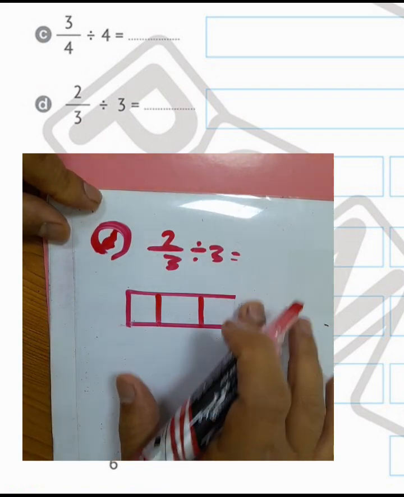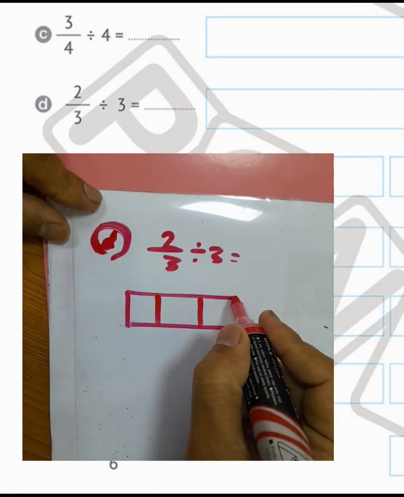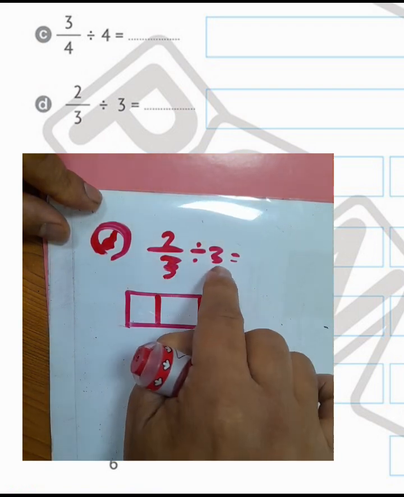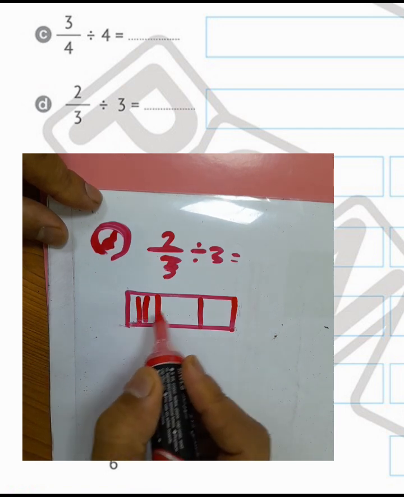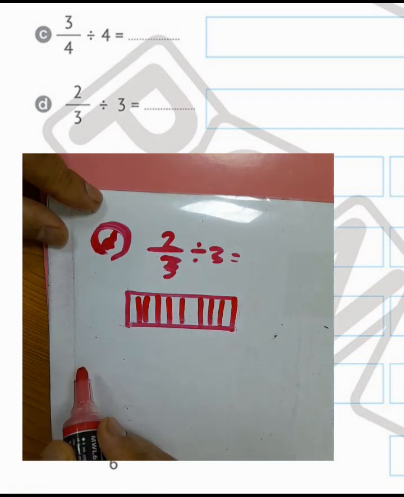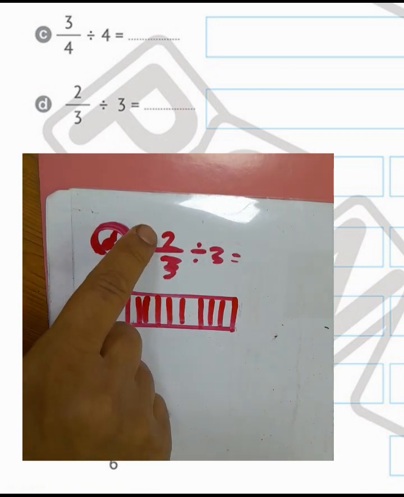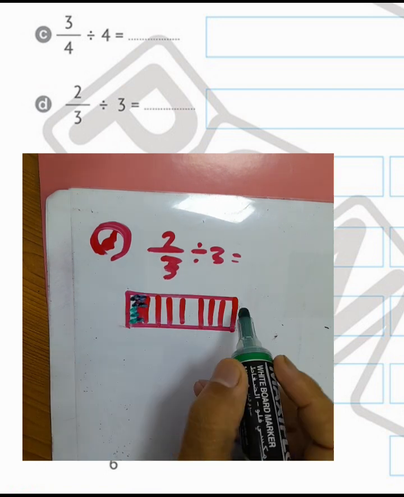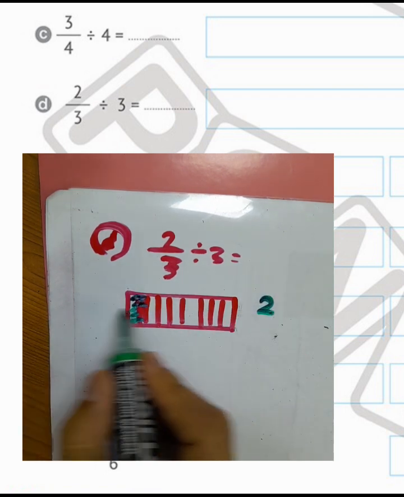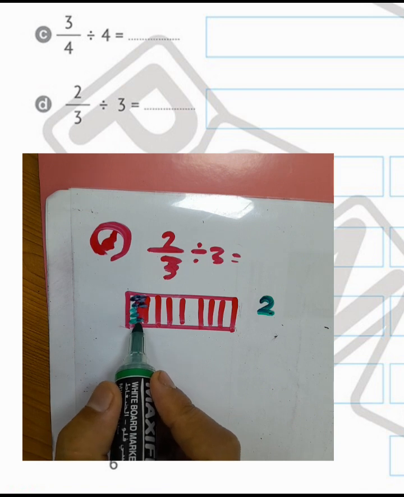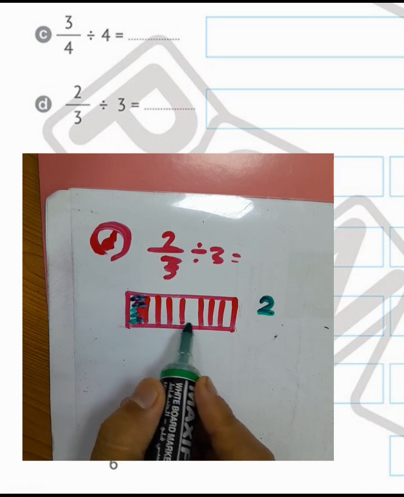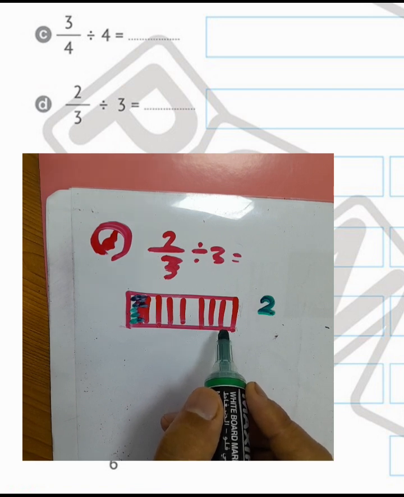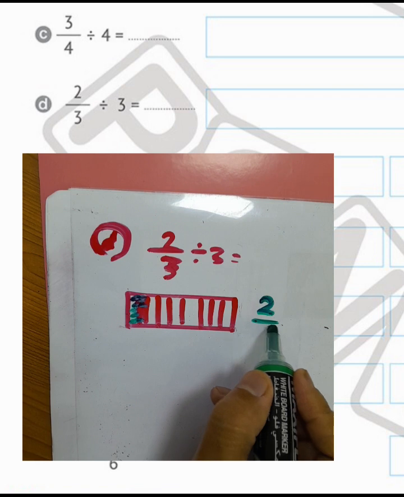Okay, 3 equal parts. We must draw using a ruler. Okay, 3 parts, and divide each part into 3 parts. 1, 2, 3, for each part. Okay, and then we will color 2 parts from the total. Colored here 2 parts. Then how many parts colored? 2, from all parts here, we have 9. Okay, the result will be 2 over 9.